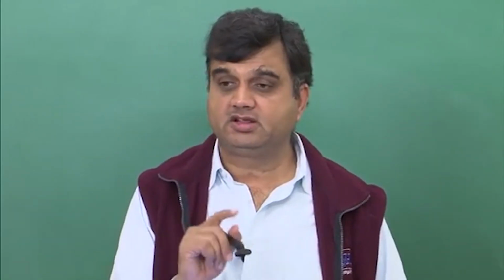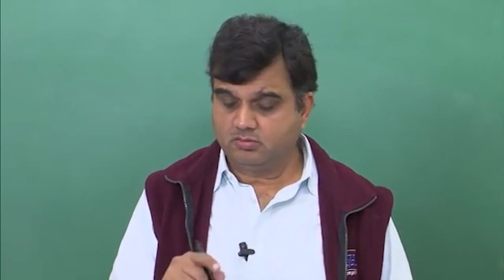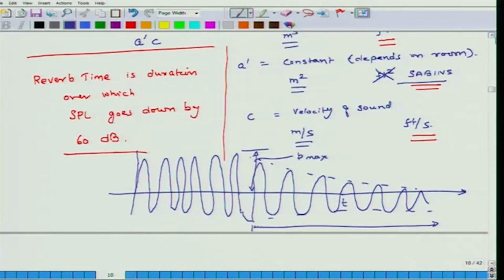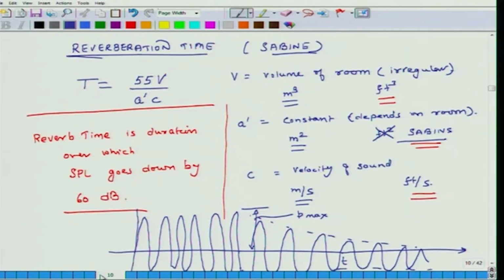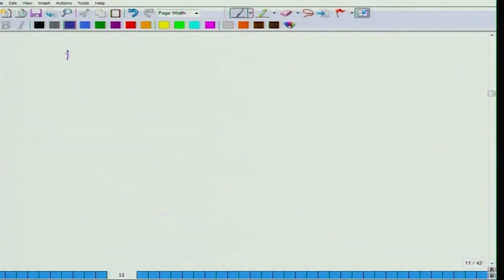But I can also calculate the reverb time of a room using some other methods. So I calculate the reverb time of the room using this formula, 55V over A prime C, and we will discuss this further. So we had written that reverb time of a room is 55V over A prime C, and then you will say what is A prime. So A prime is equal to S natural log of 1 minus alpha. Okay, actually it's alpha bar.